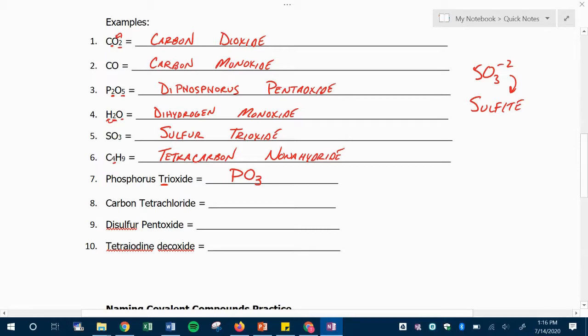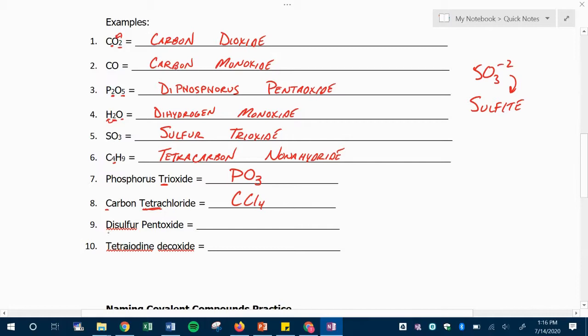Let's look at another one. We've got carbon tetrachloride. Again, there's no prefix in front of carbon, so it's just C. And then we have tetrachloride. Tetra is 4, and chloride is Cl. So CCl4.